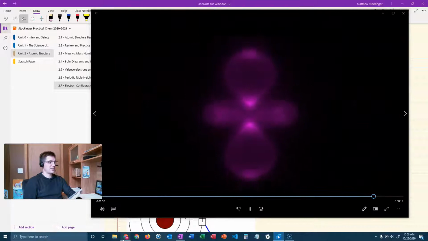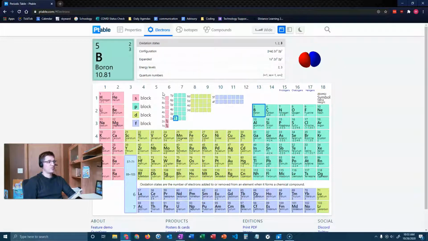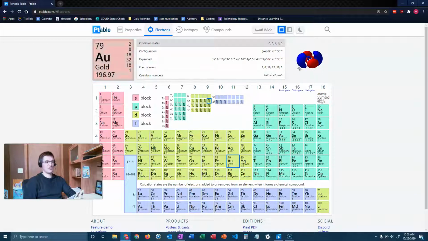If I go to ptable.com, we can see even more complex things. We can see with boron, by the way, here's the first ring. Here's the second energy level. 2 of the electrons in the second energy level look like a sphere, but that third electron in the second energy level is that dumbbell shape. If I go to really big elements, you can see there's all sorts of weird cloud shapes, okay?